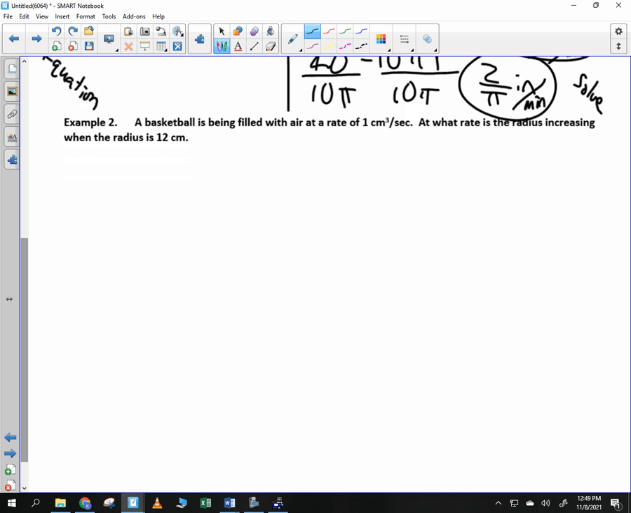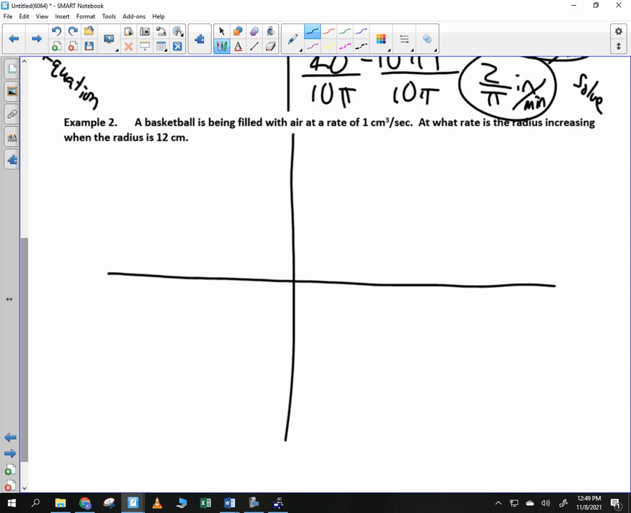We'll do a very, very similar example right here. It says a basketball is being filled with air at a rate of 1 cubic centimeter per second. At what rate is the radius increasing when the radius is 12? Does this sound familiar? What's the difference in this type of problem? Centimeters cubed. So are we talking about length or area or volume? Talking about volume. What shape do we have? A sphere.